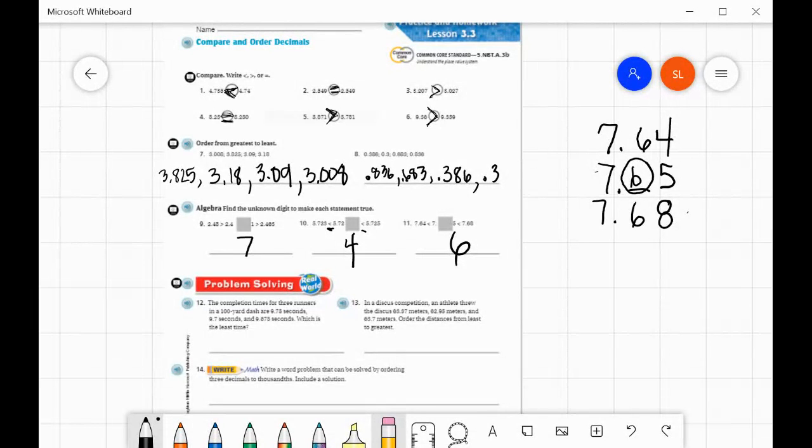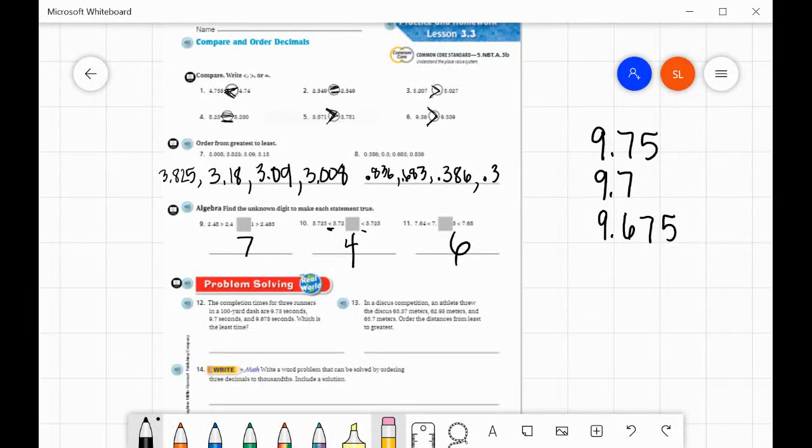All right, I'm going to read problem number 12 to you, and then I want you to try it out. Number 12, the completion times for 3 runners in a 100-yard dash are 9.75 seconds, 9.7 seconds, and 9.675 seconds. Which is the least time? Go ahead and pause the video and write down your answer.